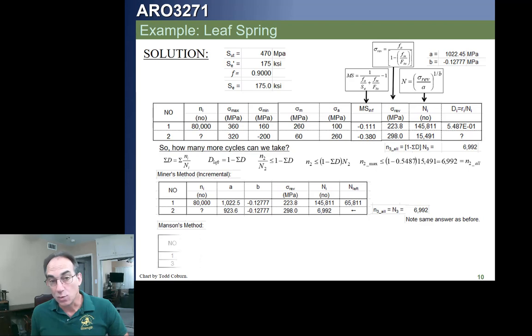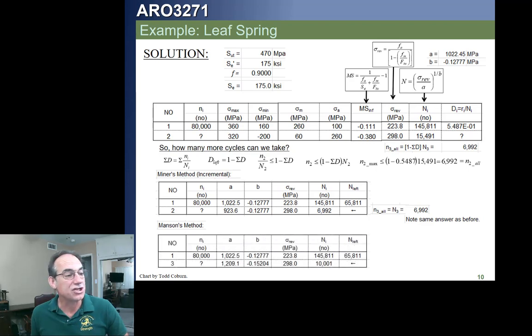Now, if we're going to use Manson's rule, we're going to follow a similar approach. Once again, we're going to start in the same manner by just calculating this first row, which you can see is the same. But now we're going to use N left and everything we found to calculate a new A and a new B. Use those to calculate the sigma rev, which gives us a totally different number of cycles. You'll see that this process gave us a completely different answer for the number of cycles. What Manson proposes is that you could be good for 10,000 cycles of the last cycle.